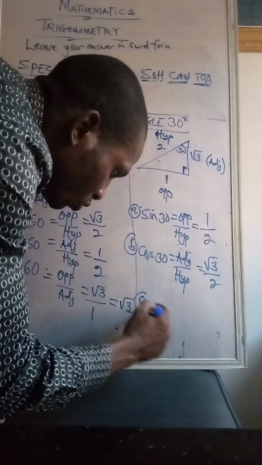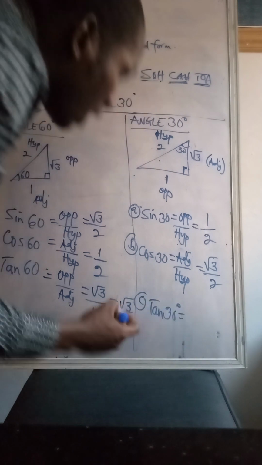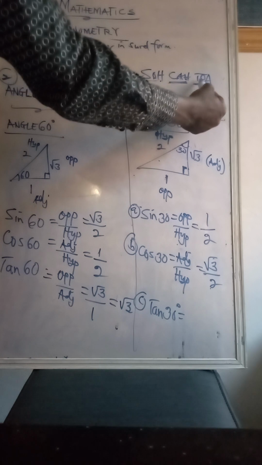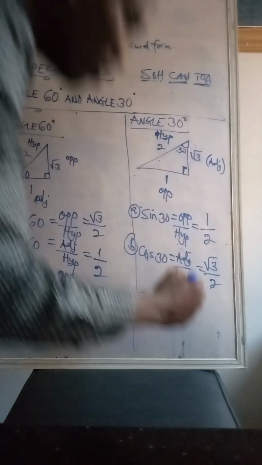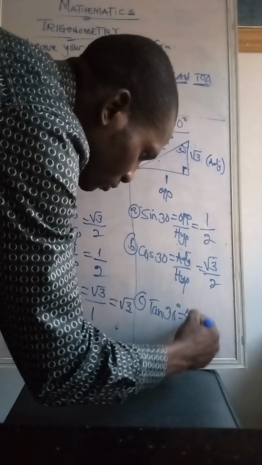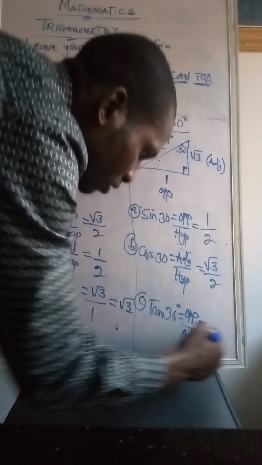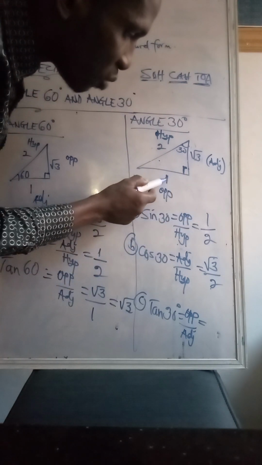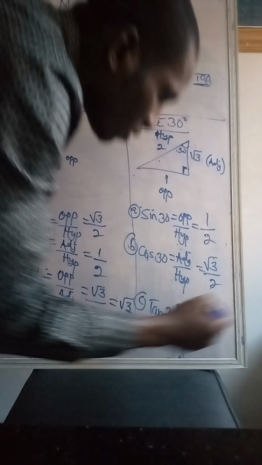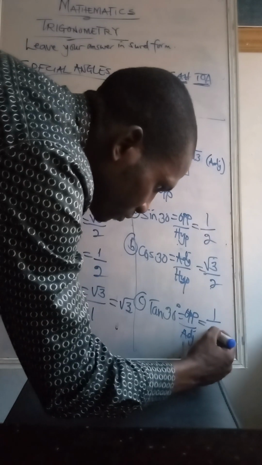Then the third one, which is tan 30 degrees. And from the formula, tan 30 is TOA. So we follow TOA. O for opposite, A for adjacent. So looking at the diagram again, the opposite is 1, while the adjacent is root 3.